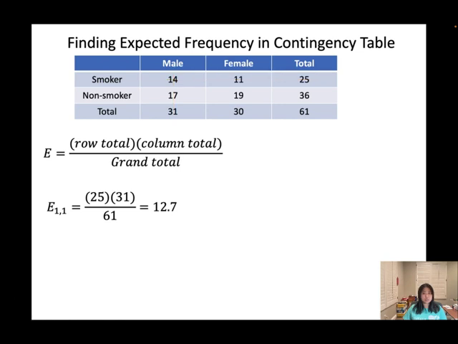Okay, now the second one. I want to find the male non-smoker. So it's talking about this part. That will be 31 times 36 divided by 61, so you're going to get 18.3. Okay, I want you guys to finish these two also. Find out the expected frequency.